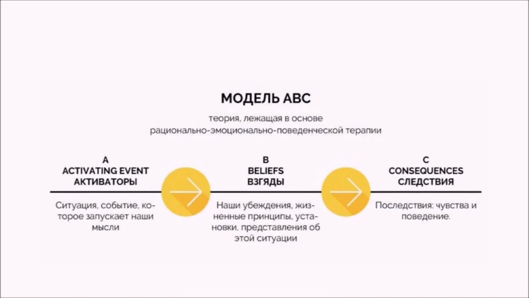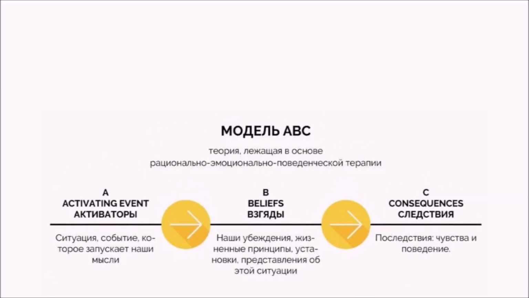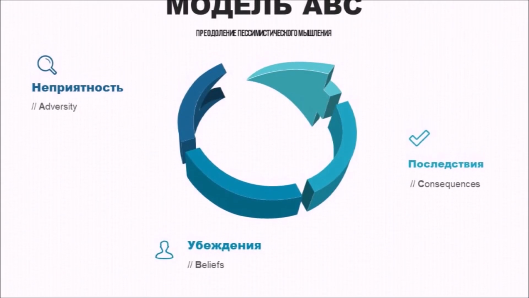Step 2. Deconstructing the reaction using the ABC model. This method was proposed by Aaron Beck in cognitive behavioral therapy. A, activating event. B, belief, interpretation or thought. C, consequence, emotional and behavioral outcome.